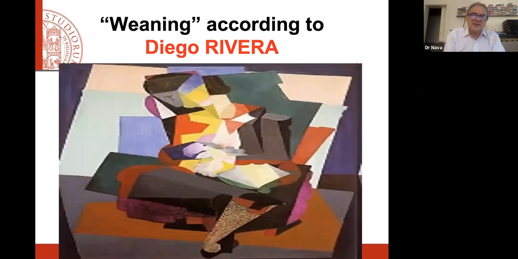Last but not least, Diego Rivera from Mexico, the former companion of Frida Kahlo, painted the weaning process in this way. Well, this is more, I would say, difficult to pick up. You can barely recognize maybe the mother, I don't know, maybe the baby, for sure not the breast. So we need to avoid in medicine this confusion in defining, in treating, whatever you want to call it, a disease or a condition.